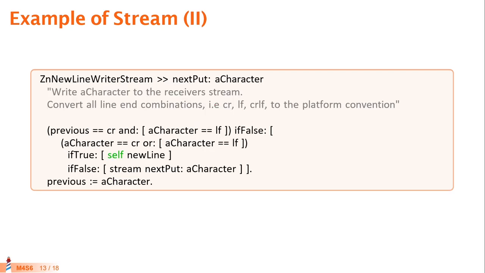Now, if we take a look at the implementation, the new line writer stream, as I showed you before, will just redefine most of the methods to call the decoree.